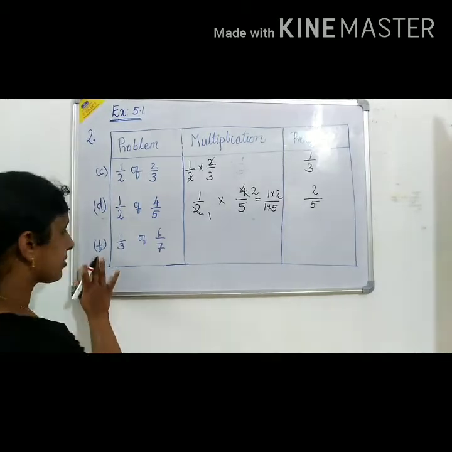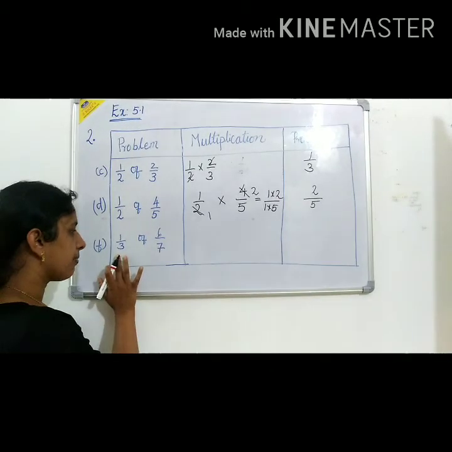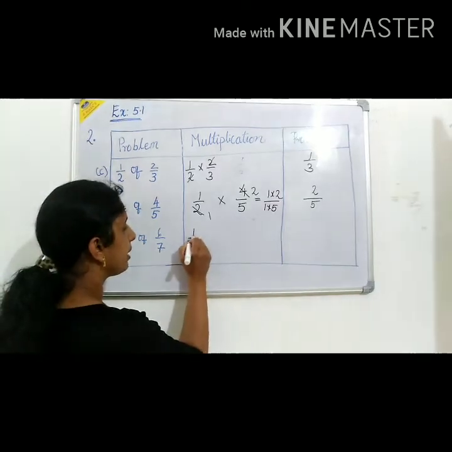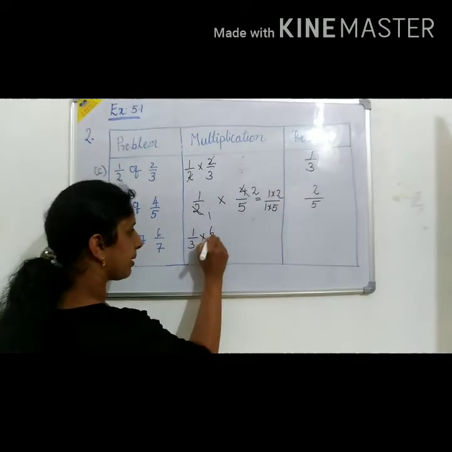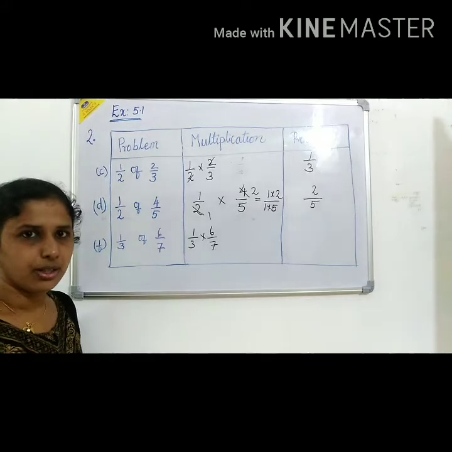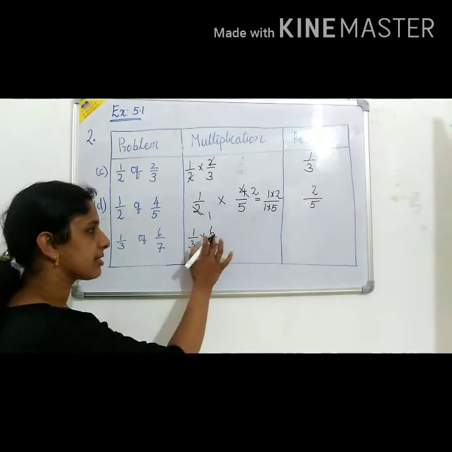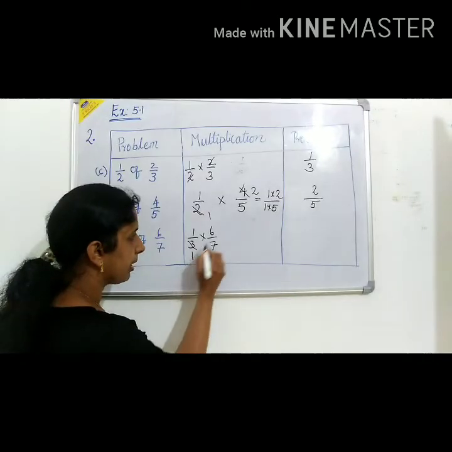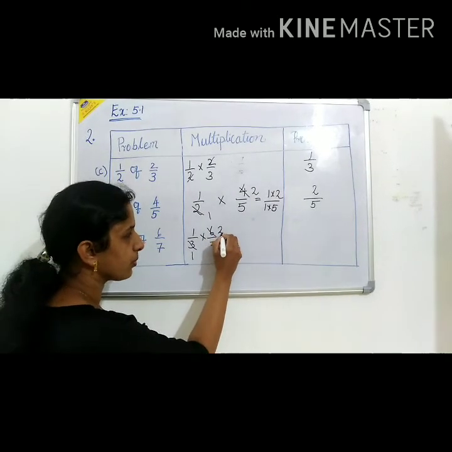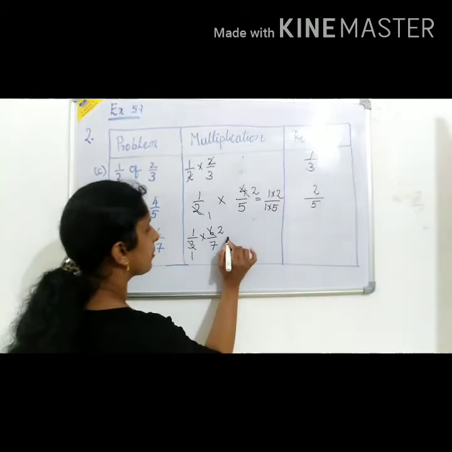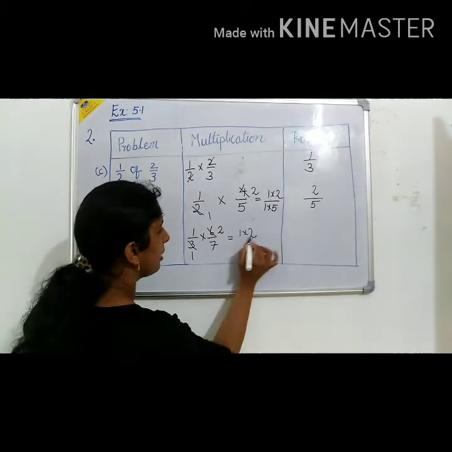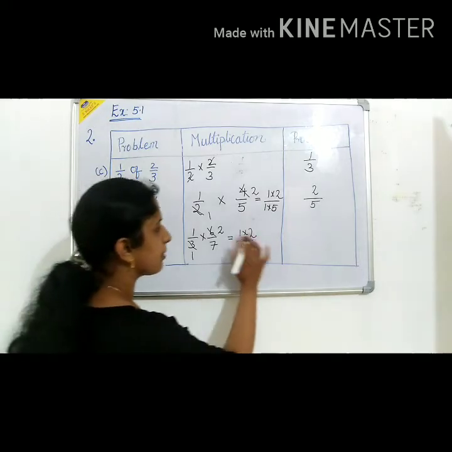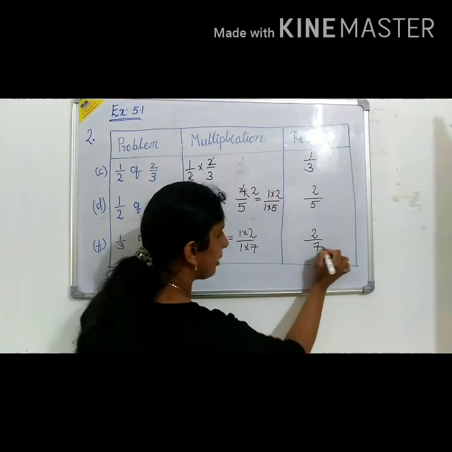See the next question, that is question number F. The question is 1 by 3 of 6 by 7. That is 1 by 3 into 6 by 7. Here also a common factor is there, that is 6 and 3. Both are divisible by number 3. So 3 by 3 become 1, 6 by 3 become 2. 2 3s are 6. That is equal to 1 into 2 by 1 into 7. Therefore, our required product is 1 into 2, 2, 1 into 7, 7.